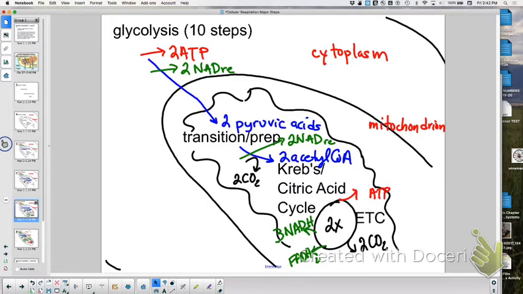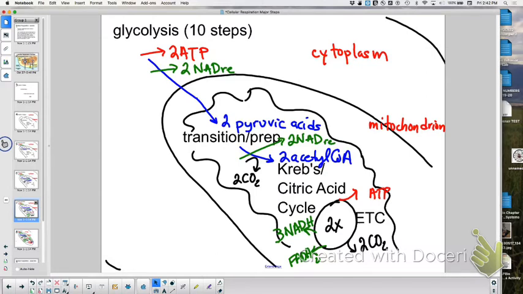Perfect. Okay, do you see the 2 CO2 coming off here? Yeah. But since we do it twice, how many CO2s come off? 4. And in transition prep, we had 2 more, so there's 6. So that's a total of 6 carbon dioxides, and that means we had 6 carbons. How many carbons were in glucose? 6. So we just did the banking for all of that, right? We took care of all of them.